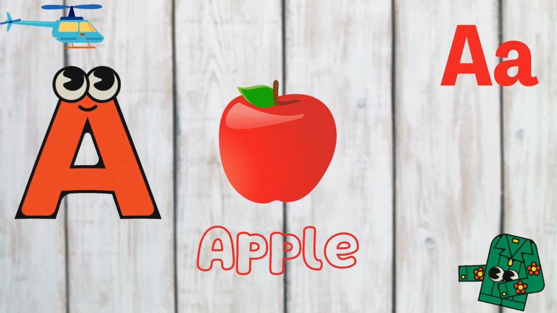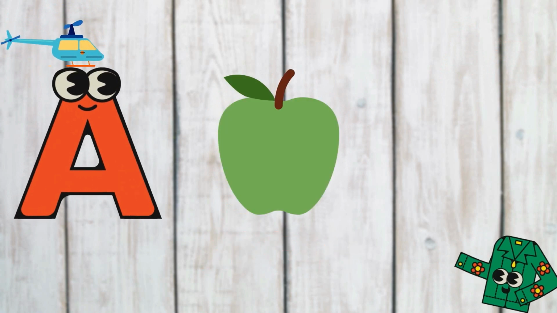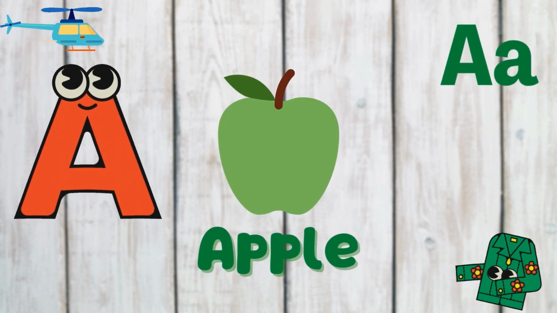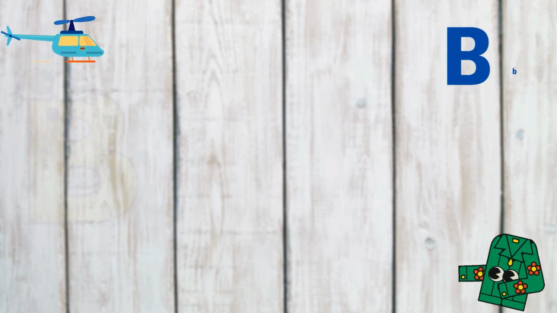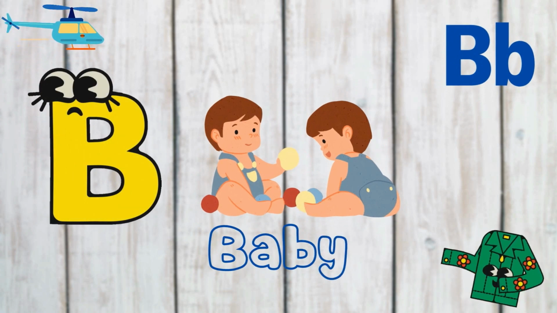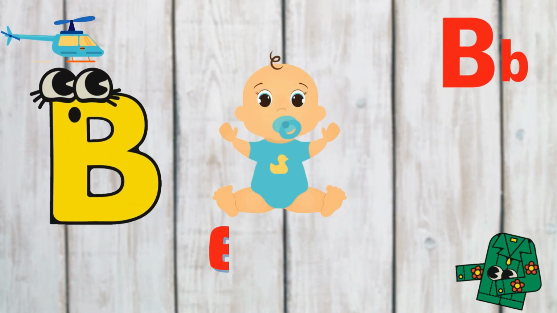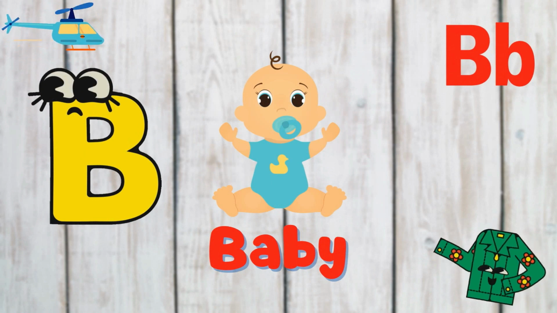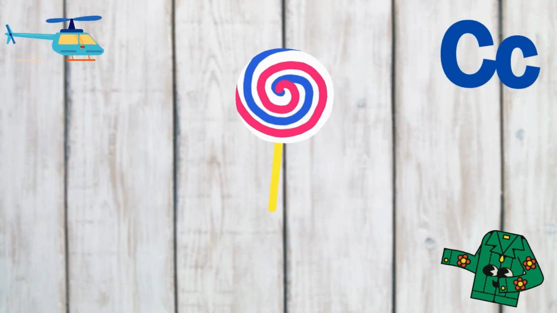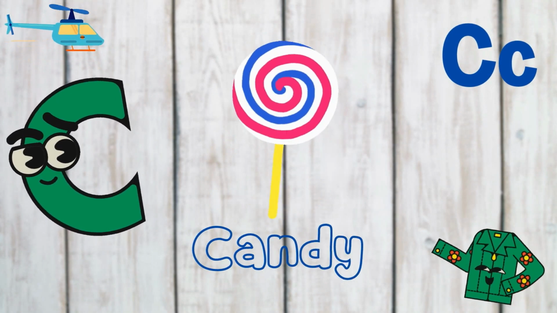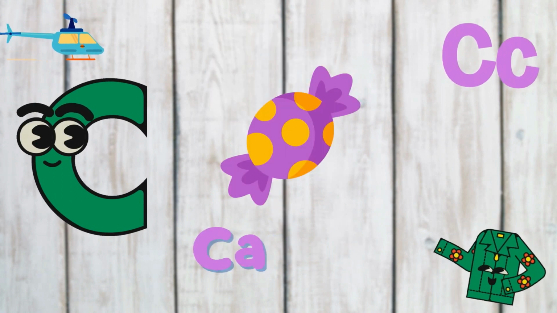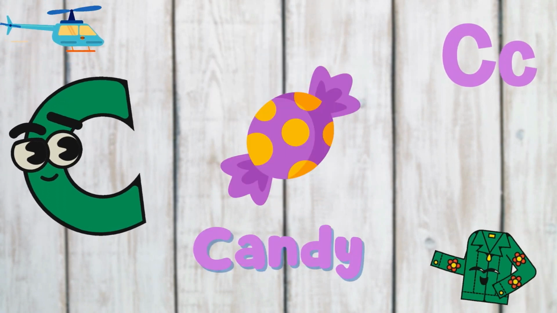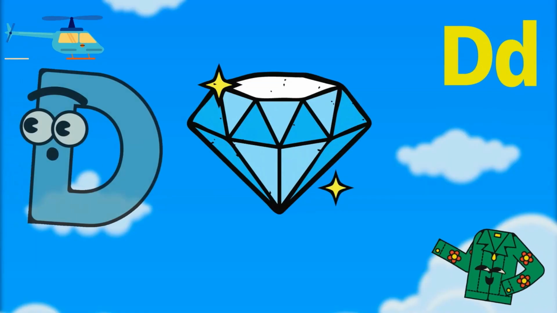A is for apple. B is for baby, b, b, baby. C is for candy, c, c, candy. C, candy. D is for diamond.